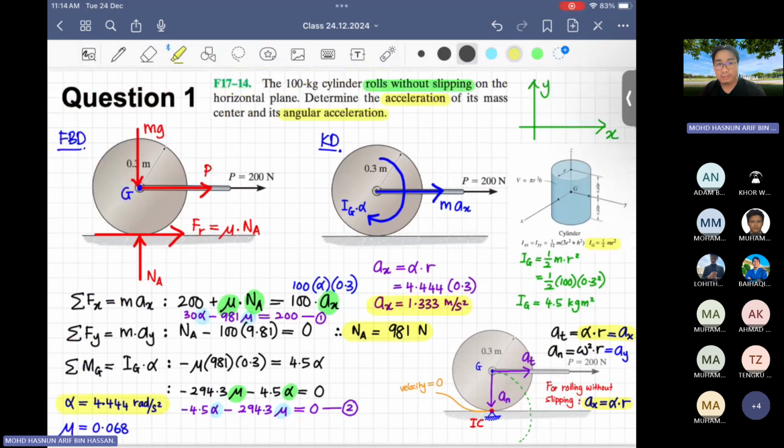Okay, do you have any question? Hello sir. Yes. So for mu, the answer is negative, sir. So if it is negative, what does it mean? Negative, I think it's okay because the value is the same, right? Same. So I felt we have a mistake in the direction.